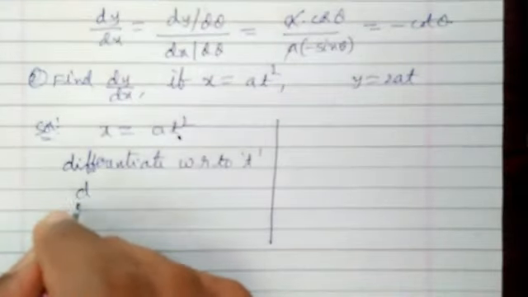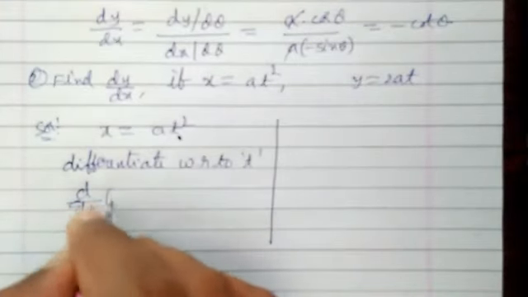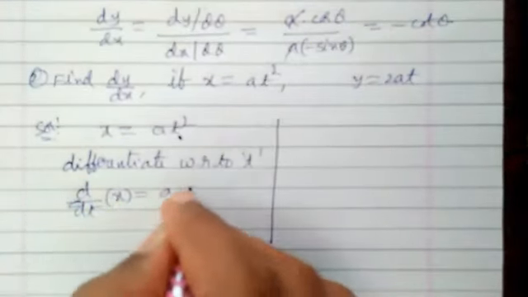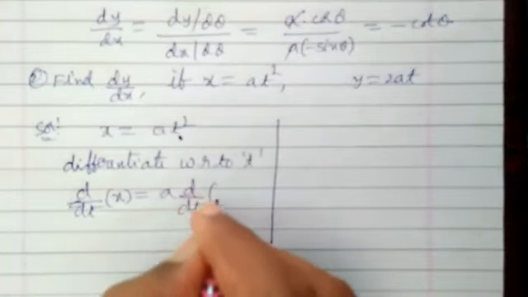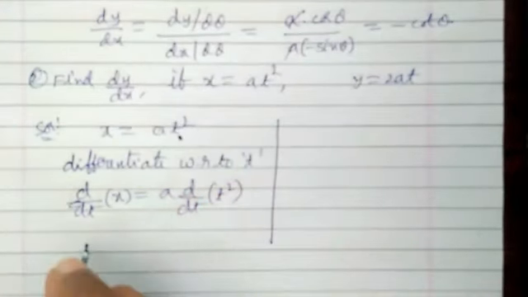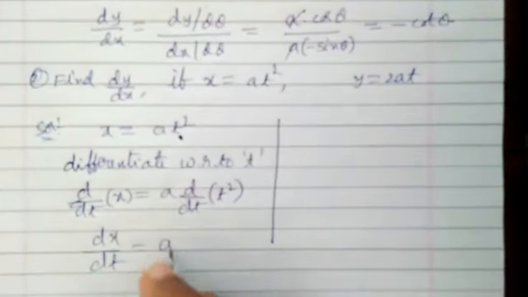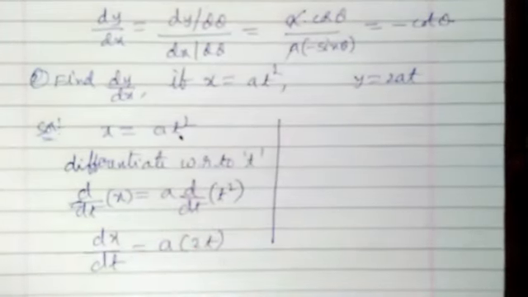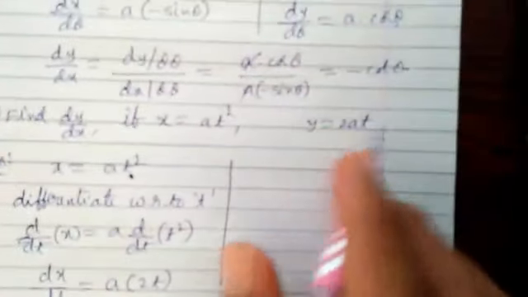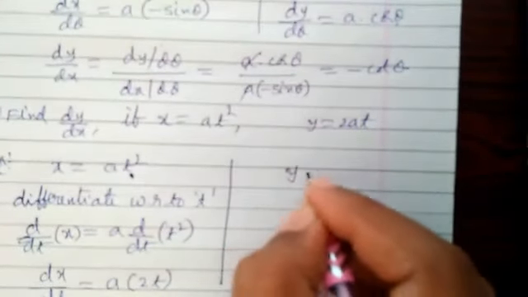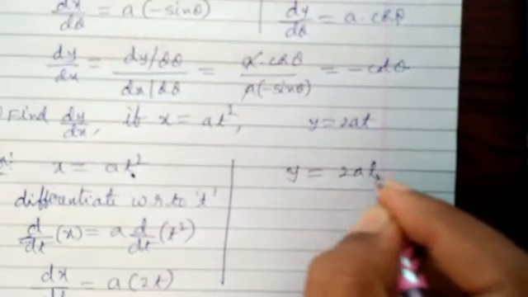Now what do you get? D by dt of x is equal to a into d by dt of t square. Dx by dt is equal to a into 2t, like that. Y is equal to 2at.